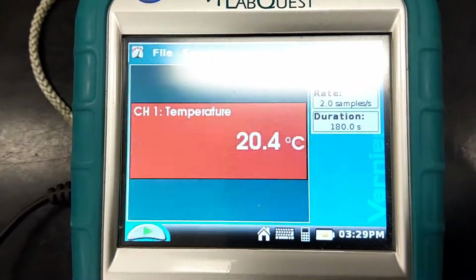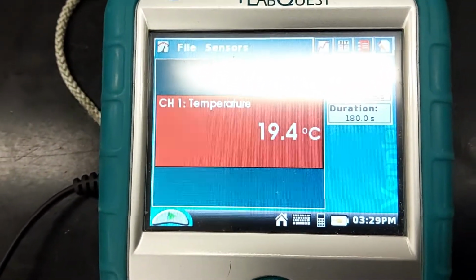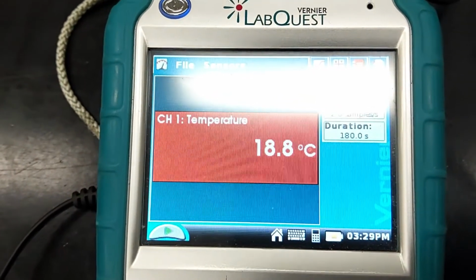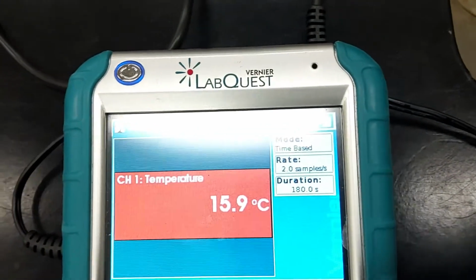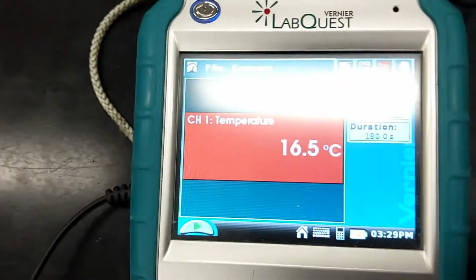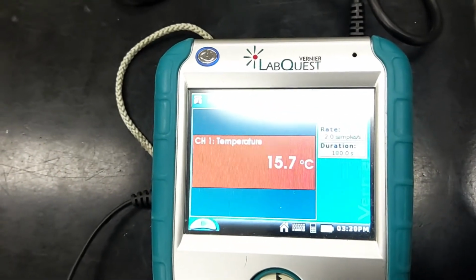Now what you notice is it's decreasing just like for water, but it's decreasing at a relatively fast rate. We're already down to about 19 degrees Celsius. If I go over here to the water, it's still dropping. It's down to about 15.9 degrees Celsius. And for ethanol, you see that it's still dropping fairly quickly, and it's going to catch up to water and pass it right about now.